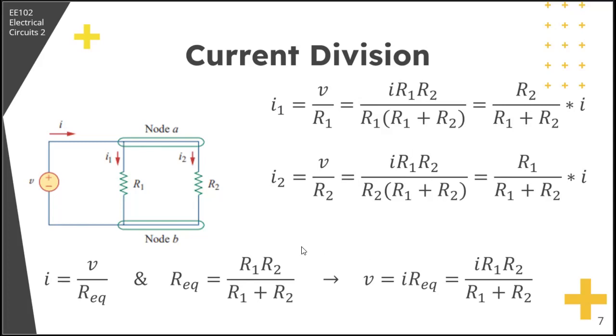For example, if R1 is larger than R2, then when we solve for I2, we use R1. If solving for I2, then we have R1 over R1 plus R2. Since R1 is larger than R2, then I2 is also larger. So a large portion of our current passes through the smaller resistance.